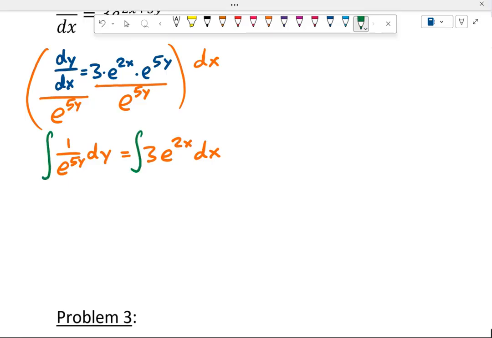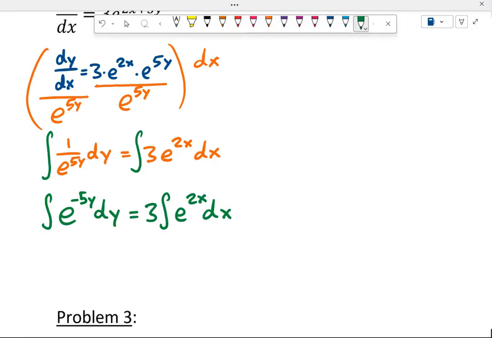Now, if some of you are thinking that this side needs a natural log, I'm sorry to tell you, but that is incorrect. This again goes back to what I was talking about up above. Just because I have 1 divided by something does not mean I automatically need a natural log. Instead, we would want to rewrite it. How would I rewrite that so I can integrate it? The integral of e to the negative 5y dy equals the integral... actually, I'm going to bring that 3 outside. 3 times the integral of e to the 2x dx.